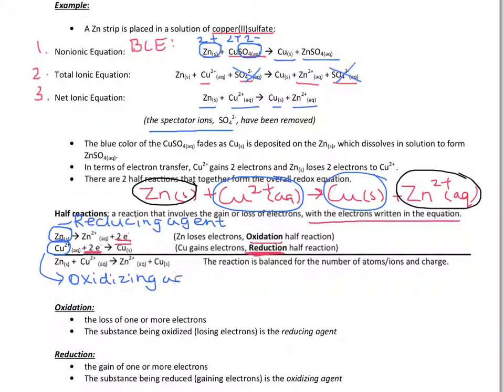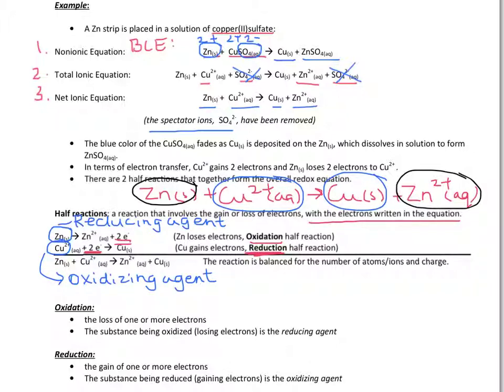And the reason why they're the opposite is because of this word agent. An agent, just like an FBI agent, forces you to do something. So Cu2+, which is undergoing reduction, is therefore causing oxidation to occur in the other half reaction. So since copper is undergoing reduction, the other half reaction has to undergo oxidation. So it's the oxidizing agent.